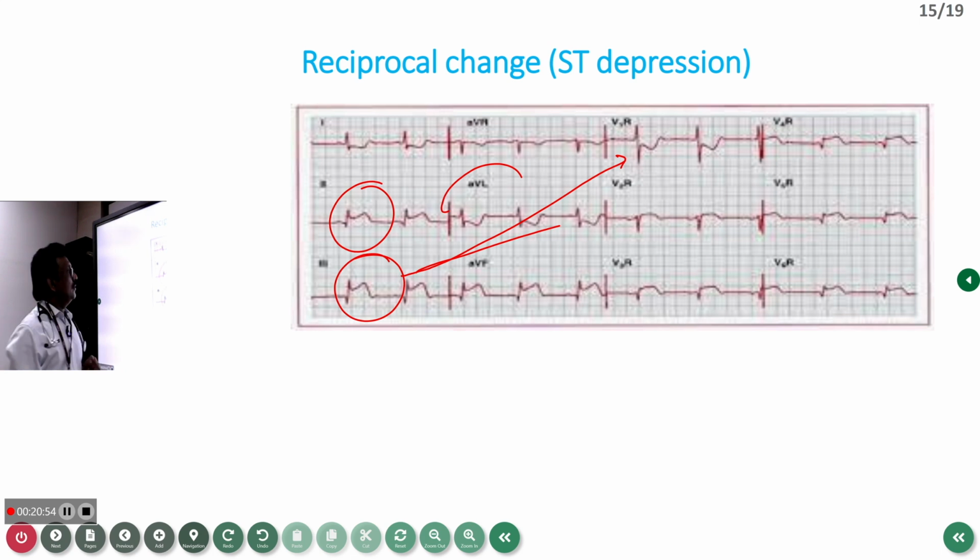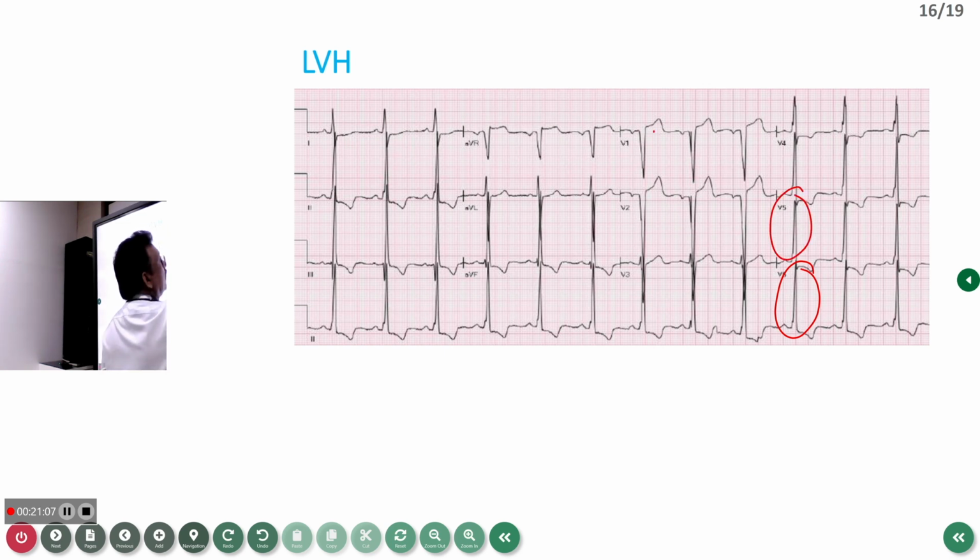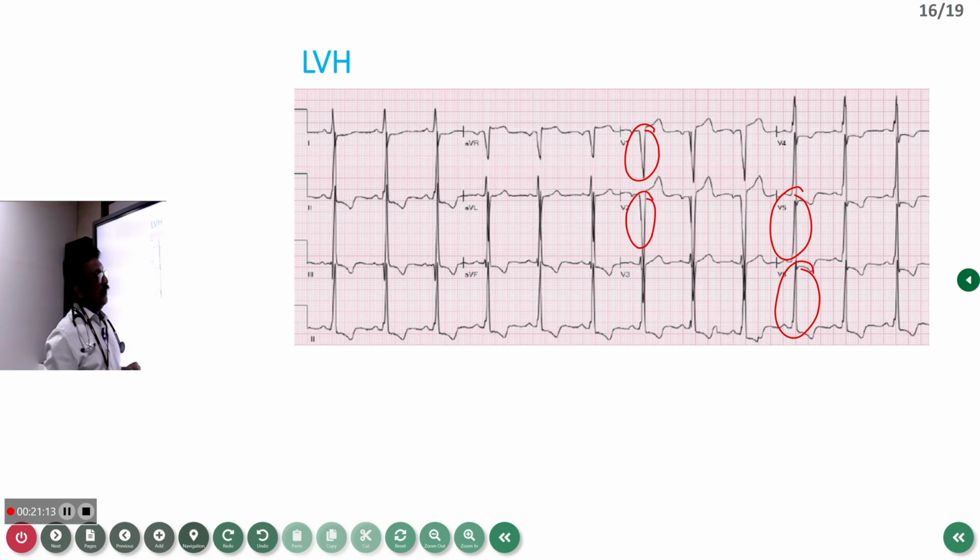Now, LVH and RVH also can produce ST depression. You can see very prominent R waves in V6, V5 and very prominent S waves, negative waves, in V1, V2, and that indicates left ventricular hypertrophy. And in that ECG, what you are seeing is ST depression and T-wave inversion. So ST depression is also seen in left ventricular hypertrophy.